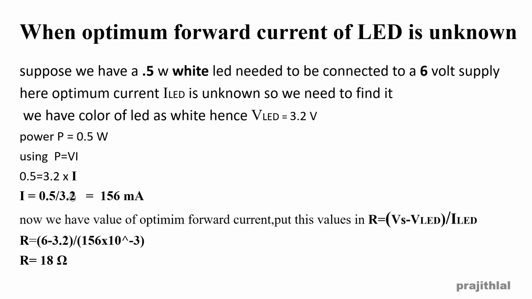Now we have the value of the optimum forward current. So we put this value in the previous equation for resistance. Put the value of current ILED in this equation. So 6 minus 3.2, where 6 is the voltage source and 3.2 is the forward voltage of the white LED, and this is the milliampere converted to ampere, so 10 raised to minus 3. Now we get 80 ohm resistance. That is the required resistance. So a 0.5 watt white LED needs 18 ohm resistance when connected to a 6 volt supply.